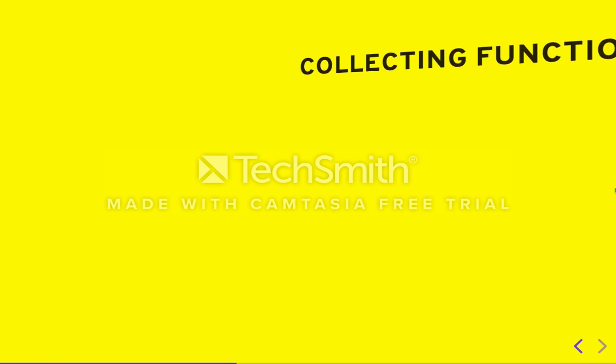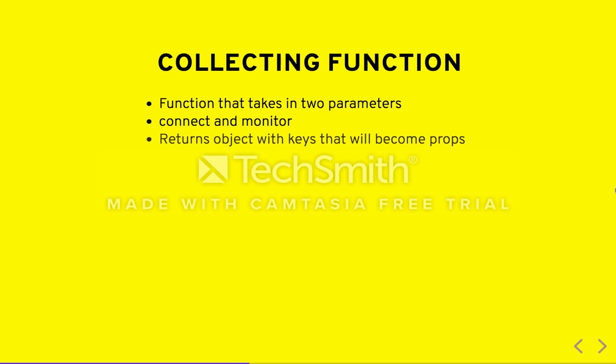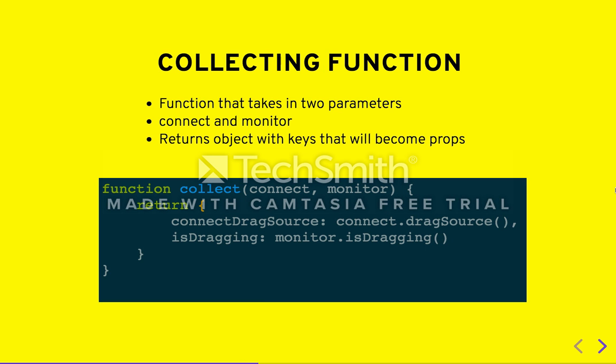The next thing you're going to need to know is what the collecting function is. The collecting function is a function that takes in two parameters, connect and monitor, and it returns an object with keys that will later become props. Here we have one example of a collecting function, collect, taking in two parameters, connect and monitor, and returning some keys that are later going to become props. I will explain this during the use case.